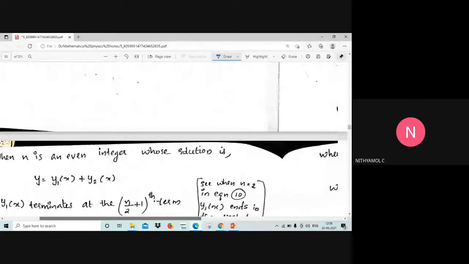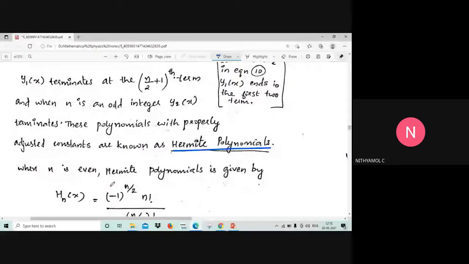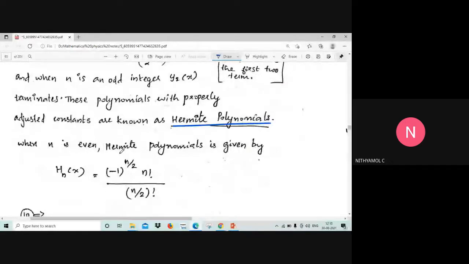When n is an even integer, y is equal to y1 of x, and when n is an odd integer, y is equal to the y2 of x term. These are known as Hermite polynomials. So for n even or odd, these are the Hermite polynomials, this is an important one.